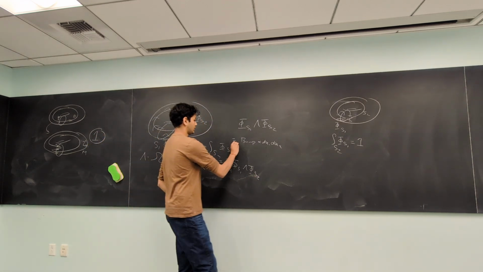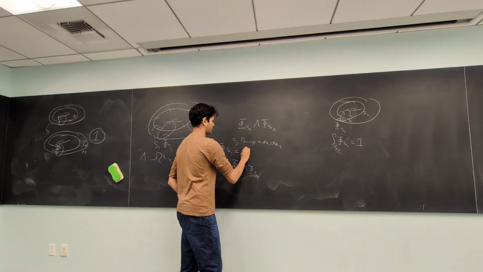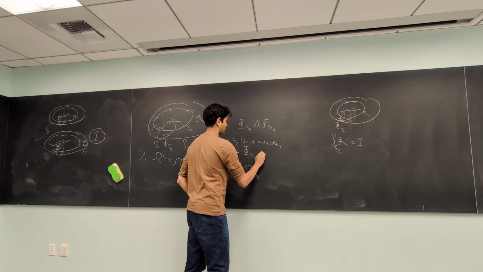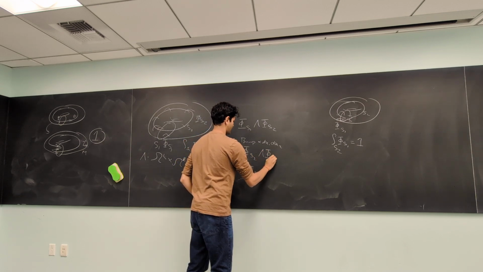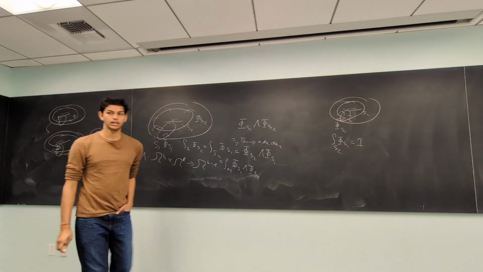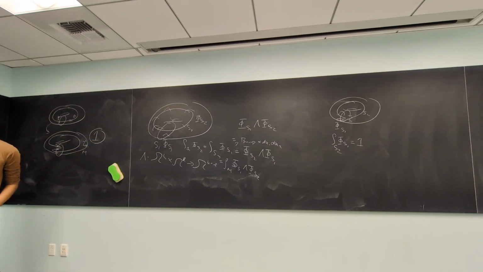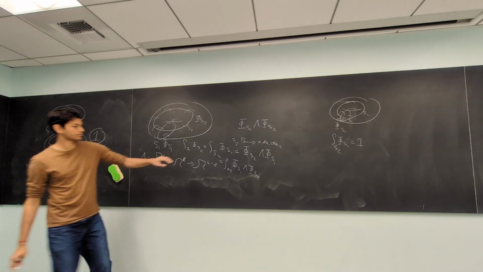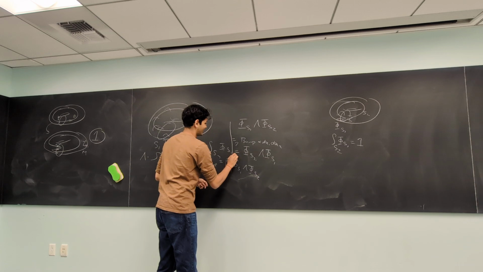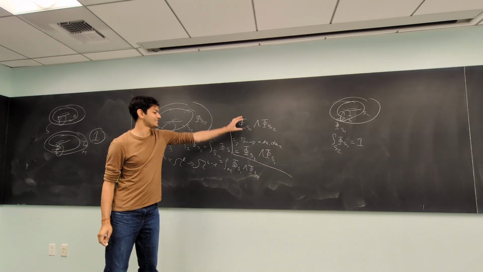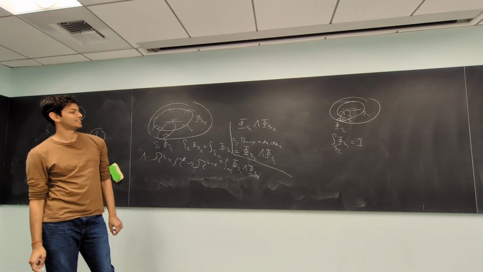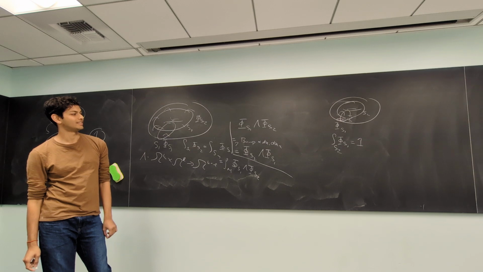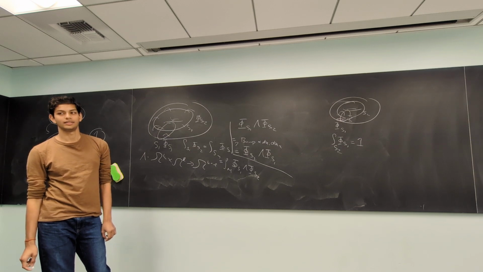Now I have a question. Is this equal to phi S2 wedge phi S1? Is this equal to this? No. Why? I feel like there should be a negative there.